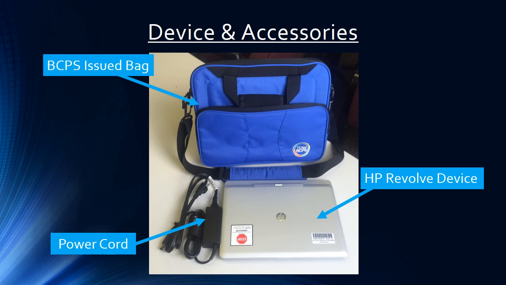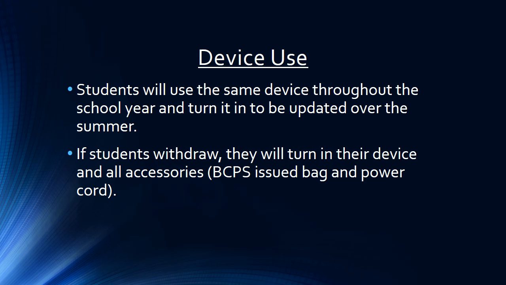Each student will be assigned a device along with a power cord and a BCPS issued bag. The device assigned to each student will be theirs to use throughout the school year. At the end of the school year, all students will turn in their devices to be updated over the summer. Students will be given the same device to use during the next school year, and they will use the same device throughout 7th and 8th grade.